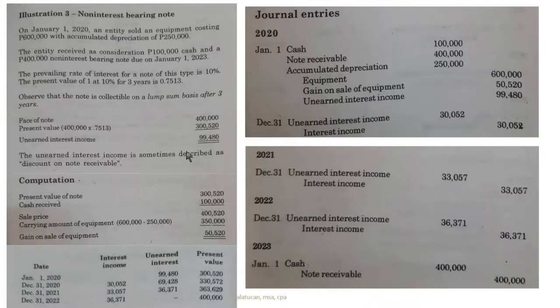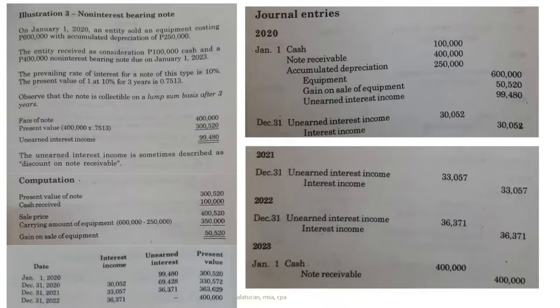Then get the difference, so same as before. That would be 99,480. Next, again, we may not need to compute this because we can still extract that out from our journal entry. Okay, so back to it. What did we receive? Cash of 100,000. That is the down payment. And then we have the note receivable. Okay, so that is 400,000.